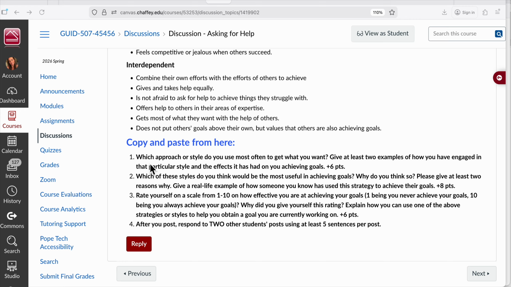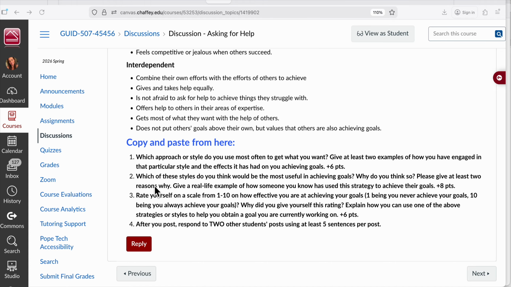You have number 1, which approach or style do you use most often to get what you want? You're going to give at least 2 examples of how you've engaged in that style. And number 2, which of these styles do you think would be the most useful in achieving goals? Why do you think so? Give at least 2 reasons why, and give a real life example of how someone you know has used the strategy to achieve their goals.